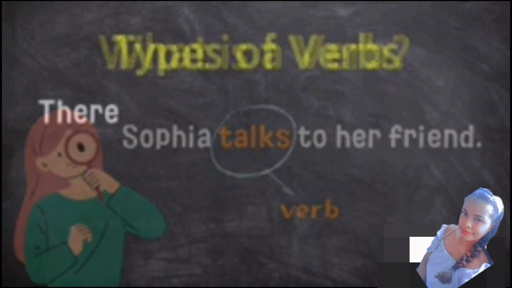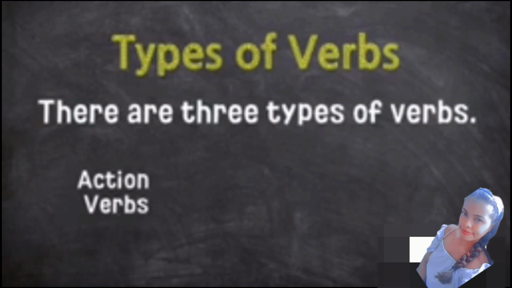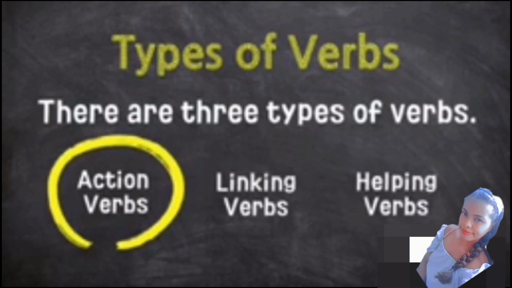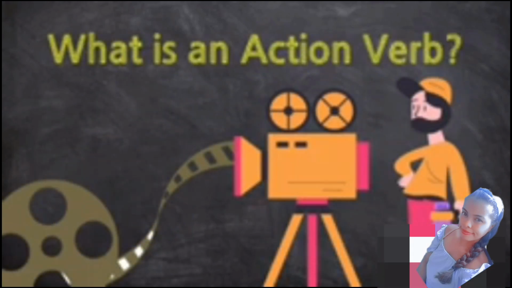There are three types of verbs: action verbs, linking verbs, and helping verbs. In this video, we are going to focus on action verbs. Great. Now let's explore what an action verb is.